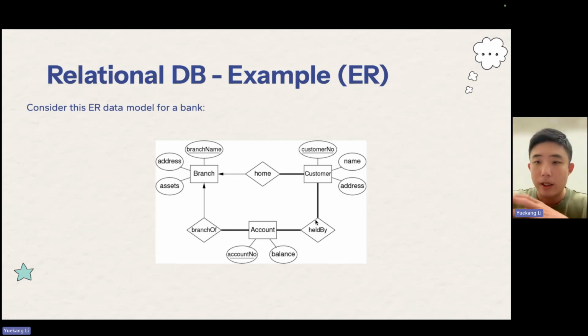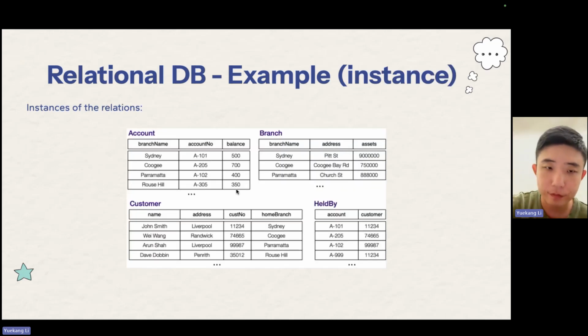And remember, in relational modeling, relations are also used to capture relationships in ER modeling. So we could have tables for relationships as well. Here's an example. Besides the entities like account, branch, and customer, we can also have a table for the relationship of held by. This table could contain an account, and that account is held by a customer. So this is the example here.